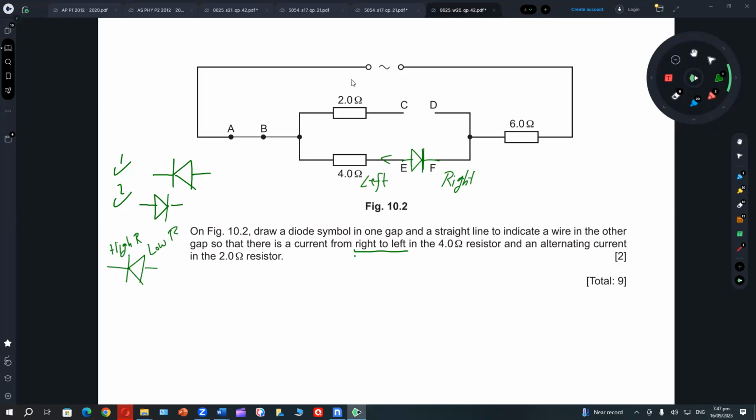Remember, a diode allows the current in one direction and stops the current in the other direction. So does this diode allow the current to go from right to left or will it not allow? This is high resistance and this is low resistance.